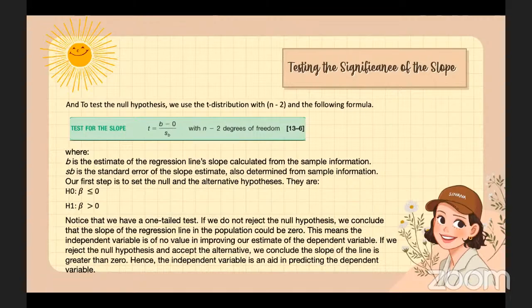If we do not reject the null hypothesis, we conclude that the slope of the regression line in the population could be 0. So this means the independent variable is of no value in improving our estimate of the dependent variable. If we reject the null hypothesis and accept the alternative, we conclude the slope of the line is greater than 0. Hence, the independent variable is an aid in predicting the dependent variable.